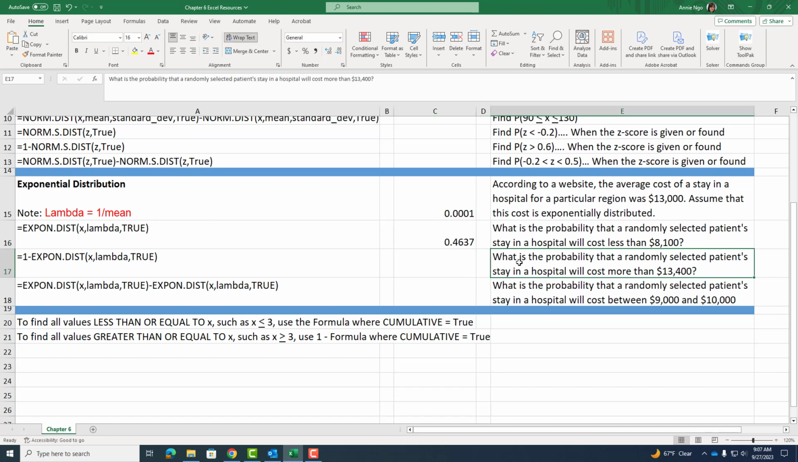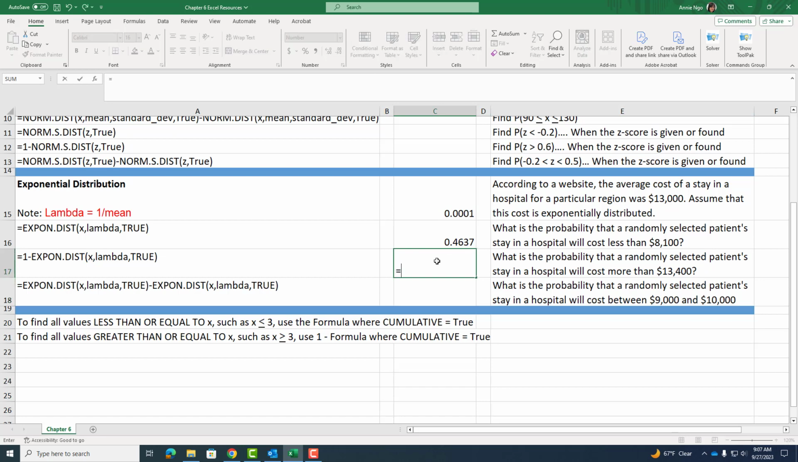Let's do the next one. What is the probability that a randomly selected patient's stay in a hospital will cost more than $13,400? Again, they're just picking a number that they want you to solve for. So this is more than. Anytime it's more, that means greater, and greater means I got to do 1 minus the EXPON.DIST.